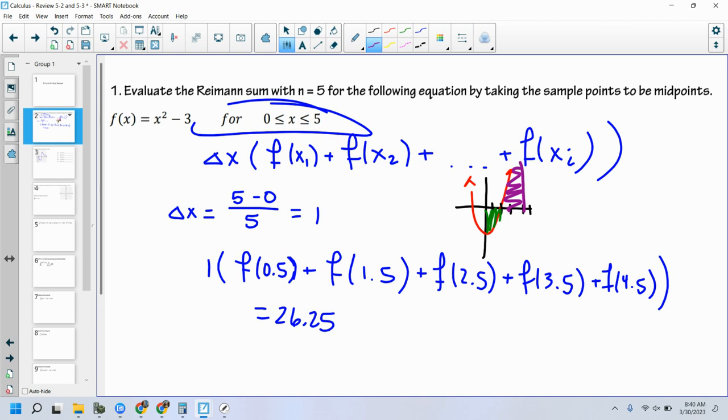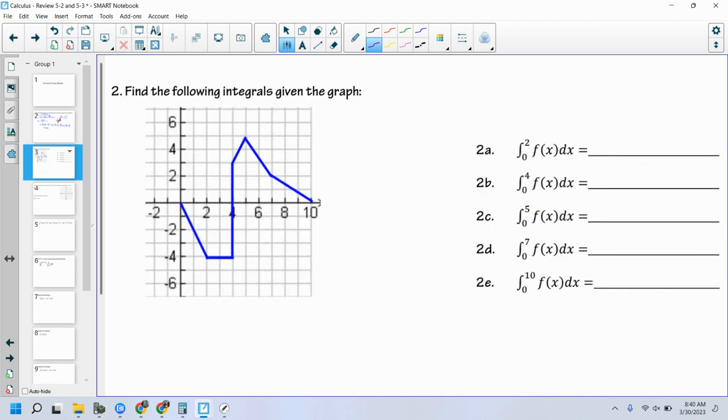Green being negative down below. That's my cumulative area, 26 1/4 units from 0 to 5. All right, questions on number 1? Cool. Number 2. Again, cumulative area here.